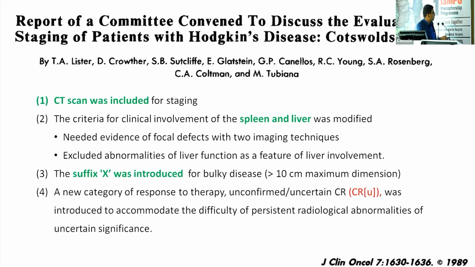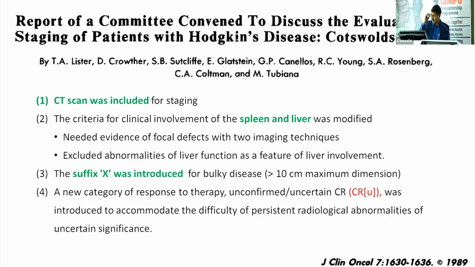And one thing this modification did is, initially people used to think if in a patient with lymphoma liver functions are deranged, it is because of lymphoma, and they used to consider it as a liver involvement, stage 4. But this classification excluded liver function abnormality as a staging marker because they started using CT scan. They could see the entire liver easily. Now, third thing they introduce is suffix X.